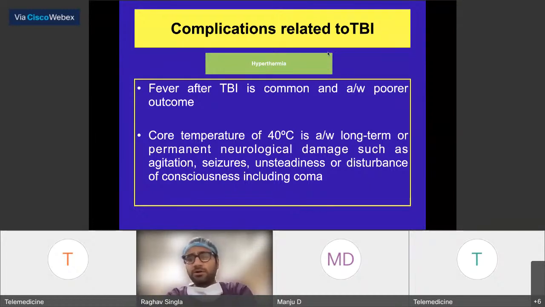We have seen that a lot of patients in the post-op or post-injury period, when they are in the ICU or the ward, have fever, and this is very commonly seen in traumatic brain injury patients. The thing with fever is that any rise in body temperature, especially a high rise of more than 40 degrees, is associated with long-term permanent neurological deficits.